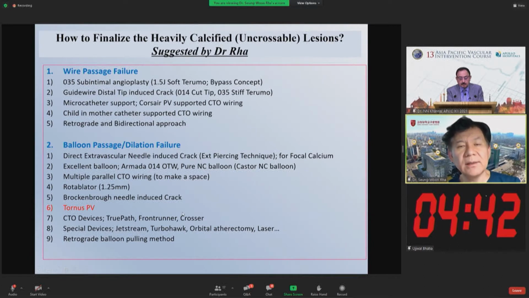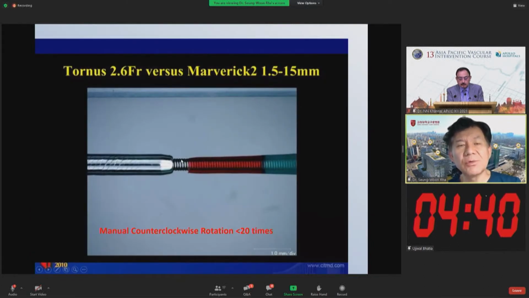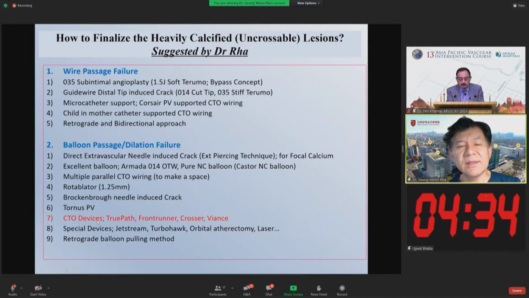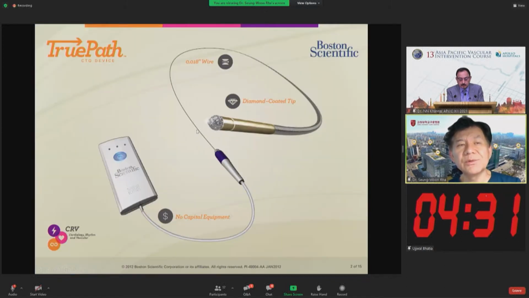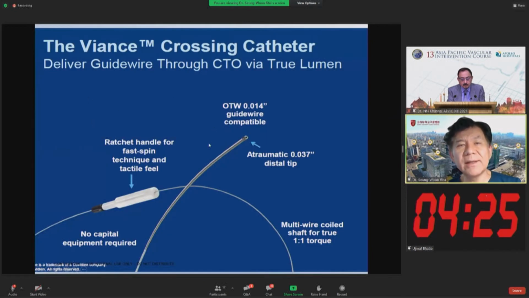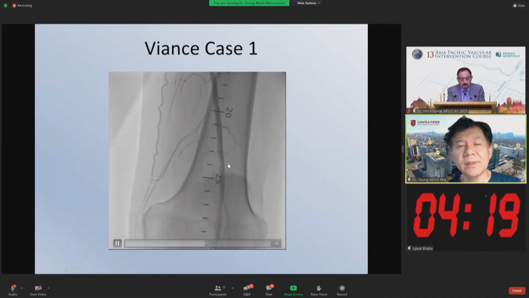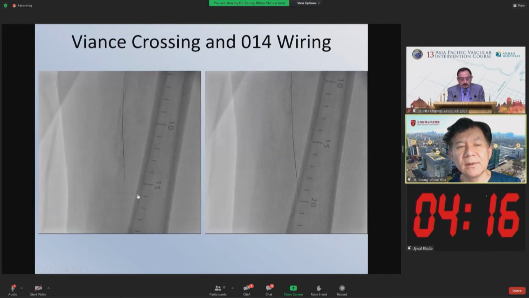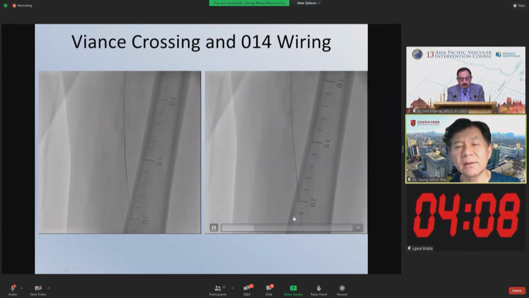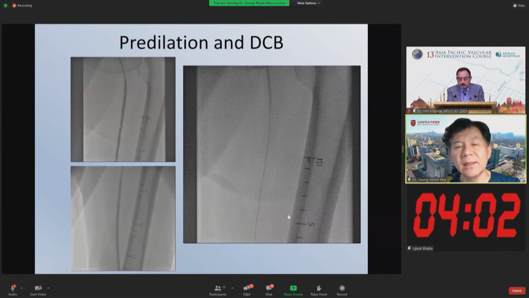Sometimes Tornus PV can dilate like a manual rotablation using the coronary CTO device, and this can also make a space. Sometimes CTO devices such as a diamond drill with TruePath or FrontRunner, and sometimes the Biant CTO crossing catheter. This is one of the crossing catheters. Suppose this is a totally occluded segment with manual rotablation, just drilling. Then at a certain point it crosses, and a 0.014 wire can easily go down into the true lumen for dilation.